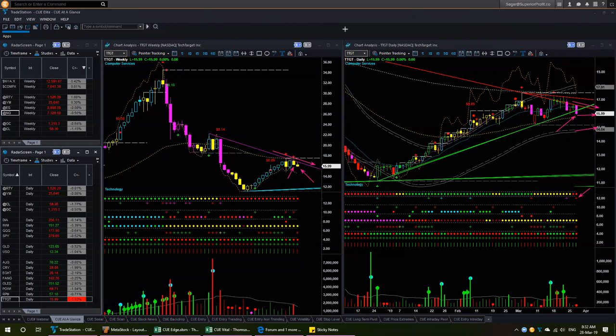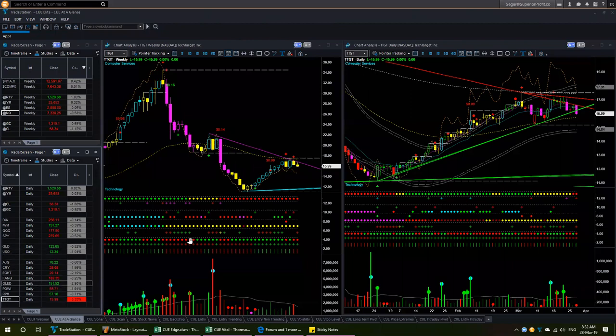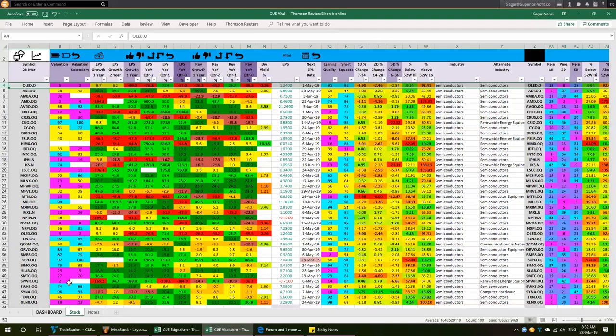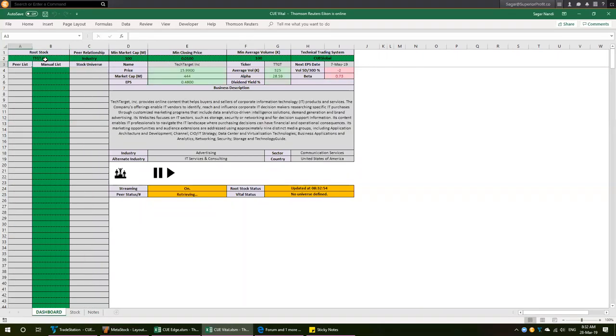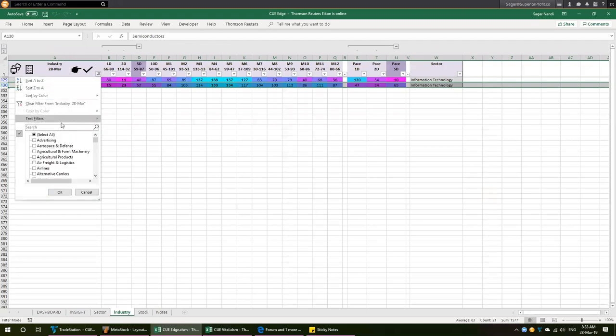TTGT. We know this is a poor valuation stock and it also has negative earnings growth, decreasing earnings growth. That's how we selected these stocks. Let's check this stock's industry, TTGT. The moment we change the symbol, it retrieves data on the stock, advertising industry. Let's look at that industry's score.